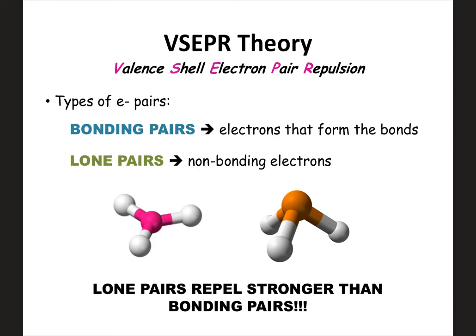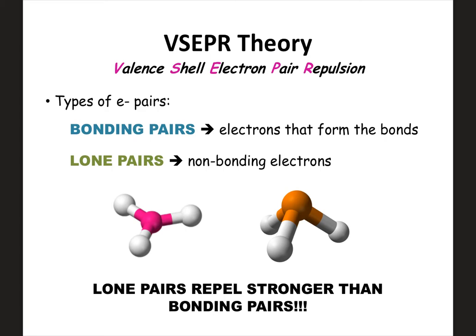Lone pairs are electrons that are not involved with the bonds, but are there on a particular atom in order to make it happy, in order to reach that magic number of 8 valence electrons. So we call those lone pairs. They're not directly involved with the bond, but they're needed in order to reach that magic number. And a lot of times, lone pairs will repel stronger than the bonding pairs.